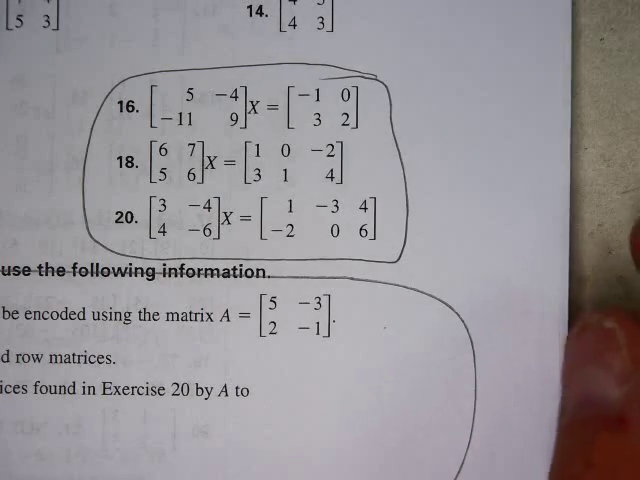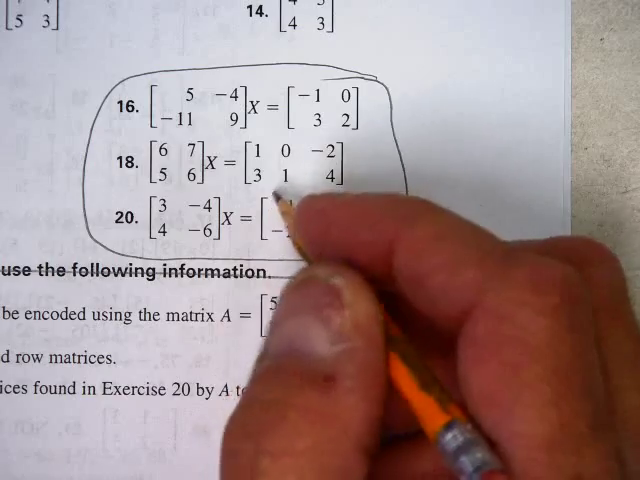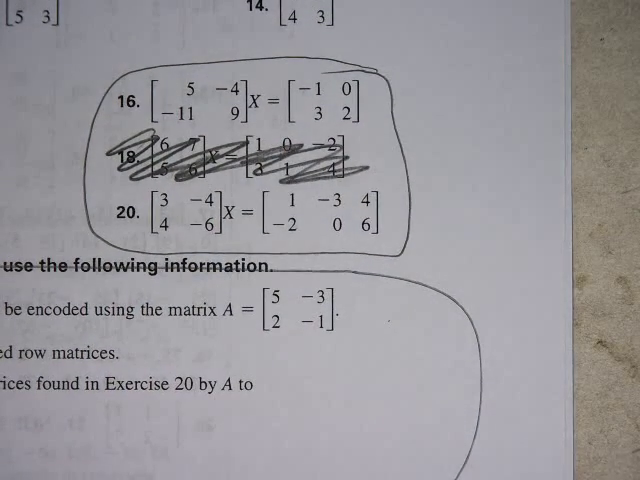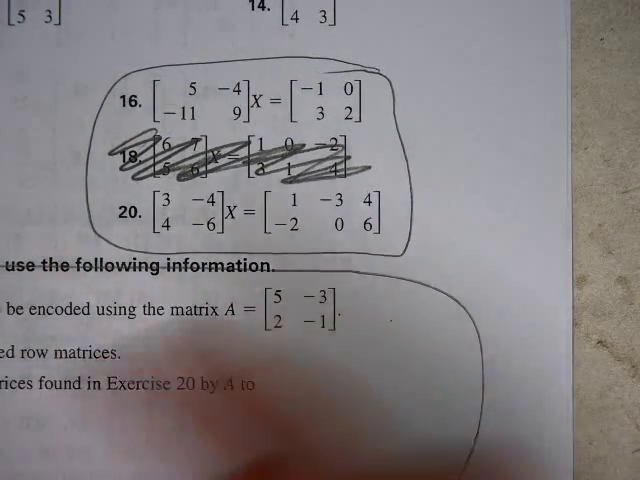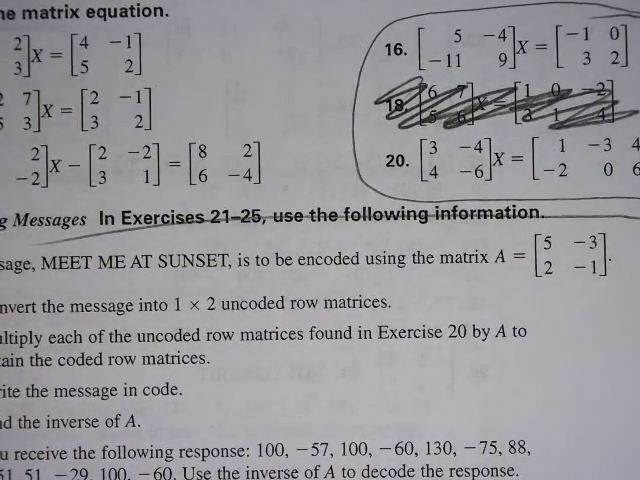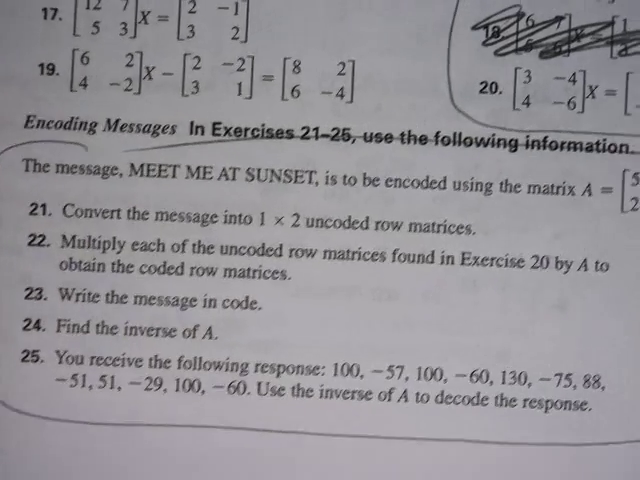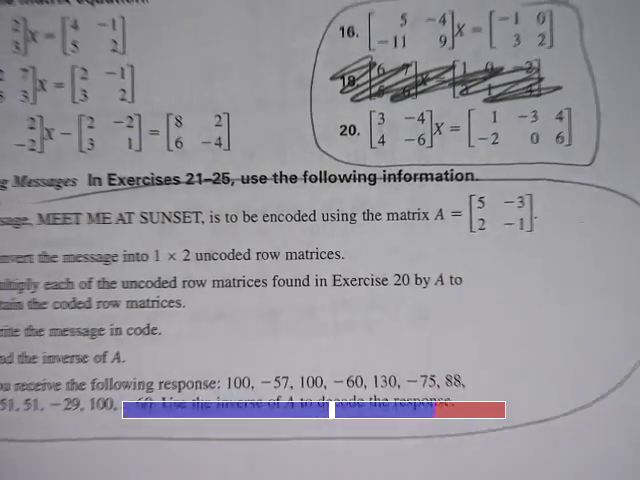You know what? Let's just do 16 and 20, not 16 through 20, because 18 and 20 are the same scale. 16 is 2x2s, and this one would be a 2x3. And then I want you to do 20 through 25. If you want to do 20 through 25, right now, while it's fresh in your mind, that may not be a bad idea.